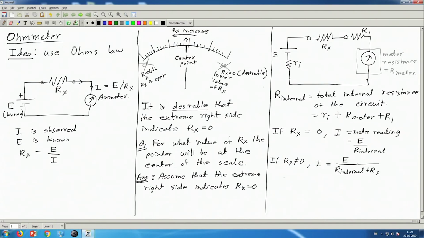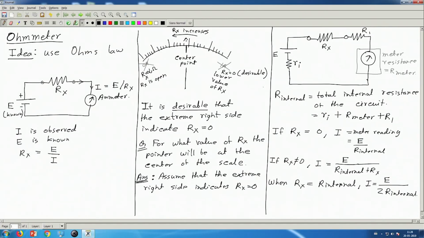Now, observe that when R x is equal to R internal, then I is equal to E divided by 2 times R internal.